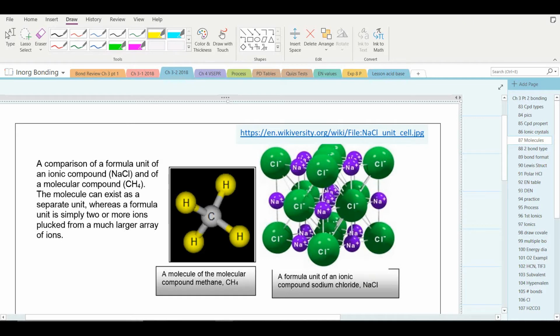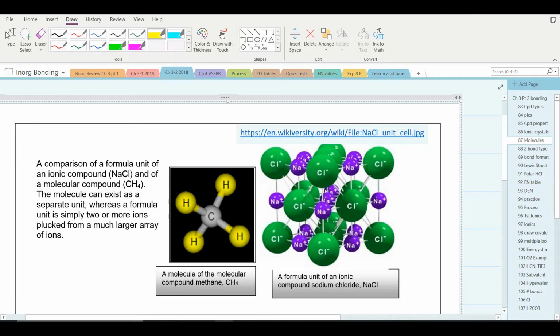Covalent compounds exist as discrete and separate molecules. You can isolate one molecule of CH4, methane. It's a covalent compound. In ionic compounds, there are no discrete units. Each cation is associated with all the anions around it. Each anion is associated with all the cations around it. It's one continuous three-dimensional crystal.